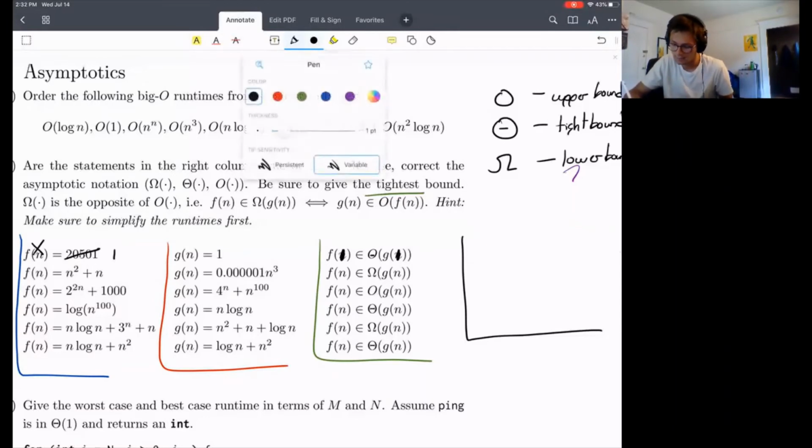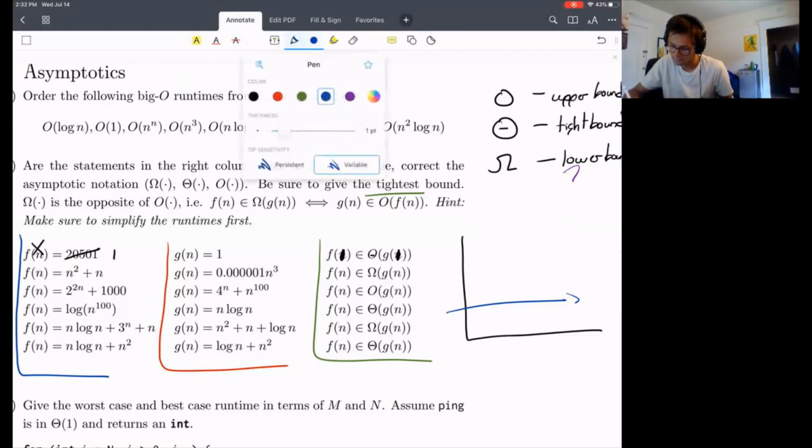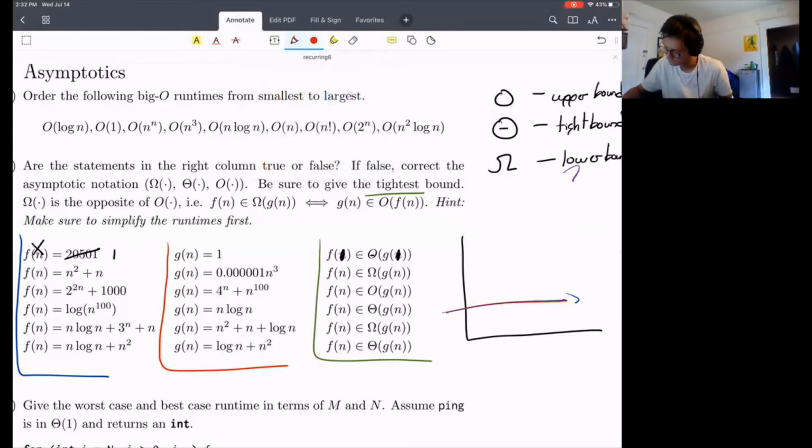Let's draw that out a little bit just to make it clearer. What does 1 look like? This is what it looks like for f of 1. What is, oh, that's a really close line. What does the other one look like? What does g of n look like? It looks like this one. These ones are the same line. They're both upper bounded and lower bounded by each other. So it makes the most sense to give a theta bound here.